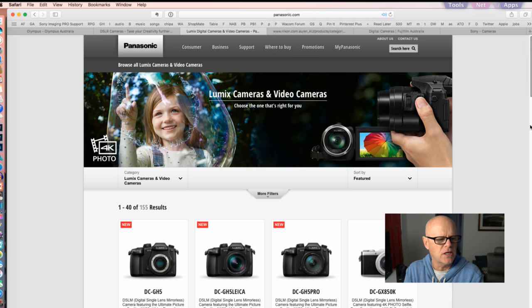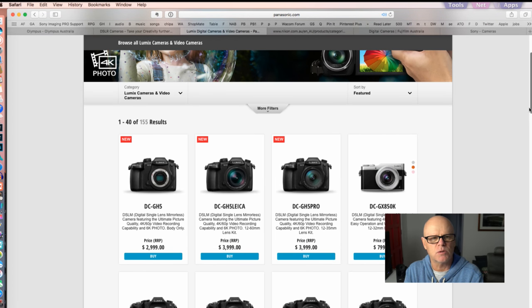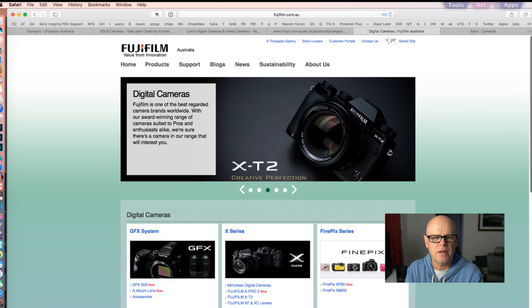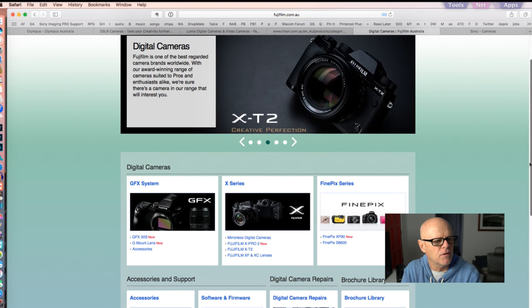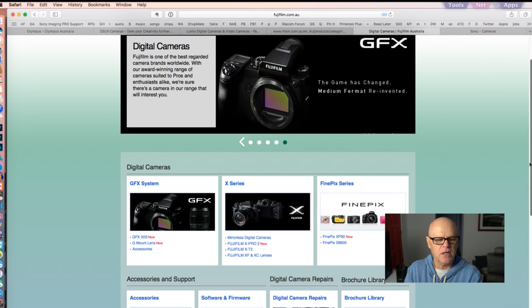Lumix, obviously you've got the GH5, things like that as well that you can use too. There's stacks of different bodies as well you can go through with Lumix. And Fujifilm, you've got the GFX50, but that's a different system. You've also got things like the X-Pro2 and the X-T2. Yeah, medium format, I think the GFX is, or nearly medium format. So Fuji also is a very relevant system as well for cameras.